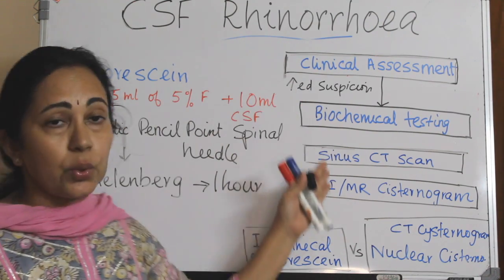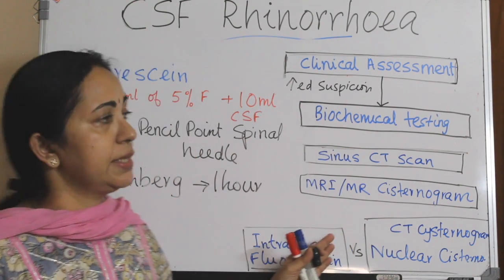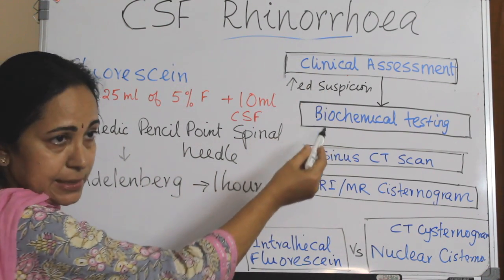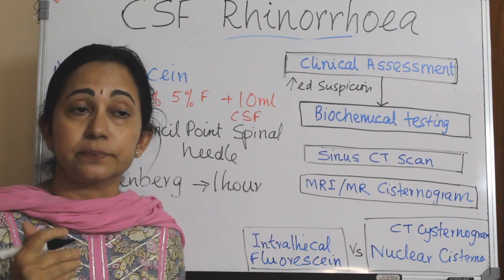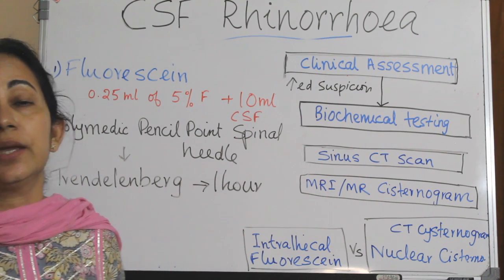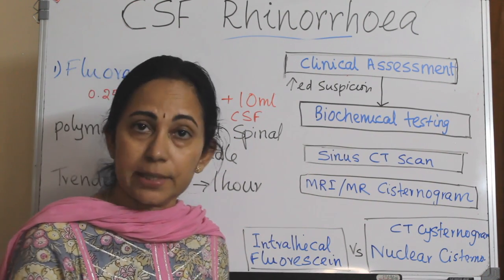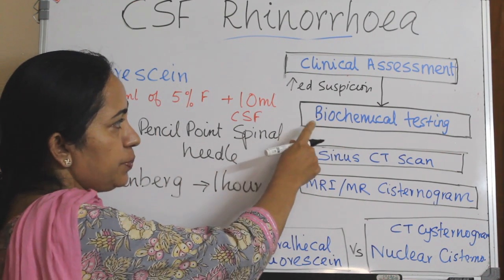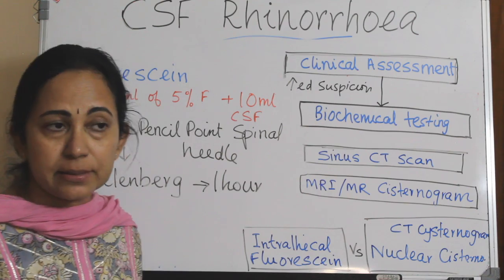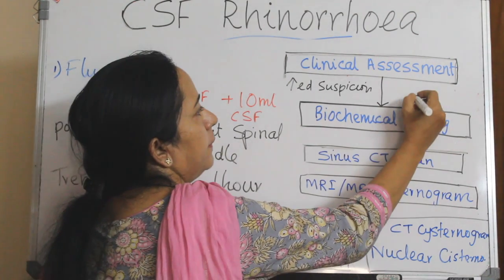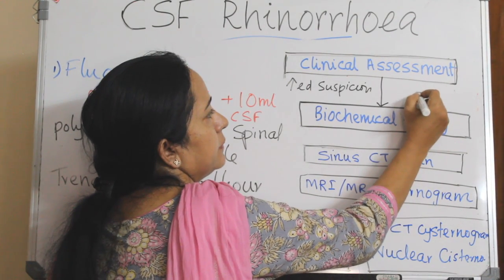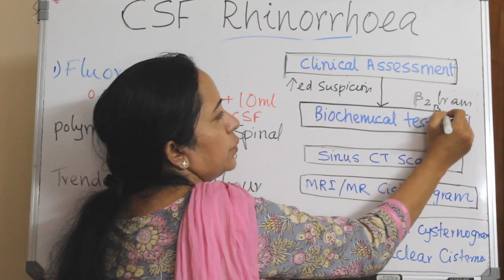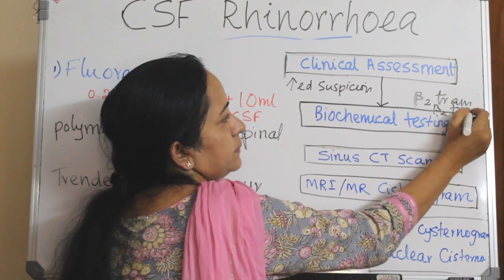So this is the algorithm of diagnosis of a CSF rhinorrhea. The first step is clinical assessment, that is, as I already told you, a high degree of suspicion, a very good history taking, and nasal endoscopy and otoscopy. If there is increased suspicion you can go with biochemical testing, mainly beta-2 transferrin assay and beta-2 trace protein. Okay.